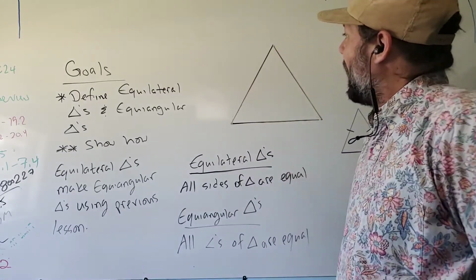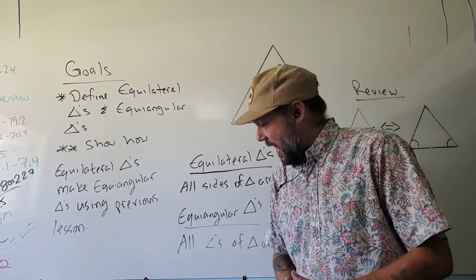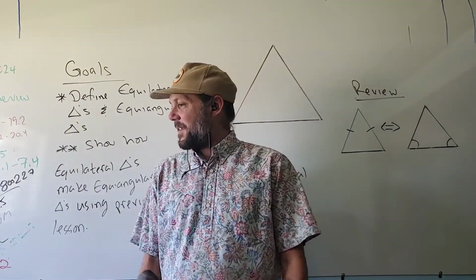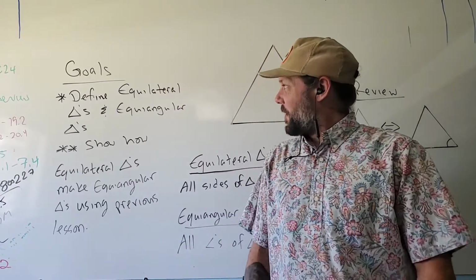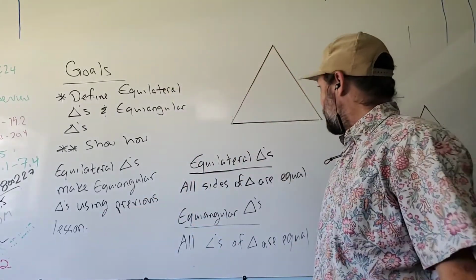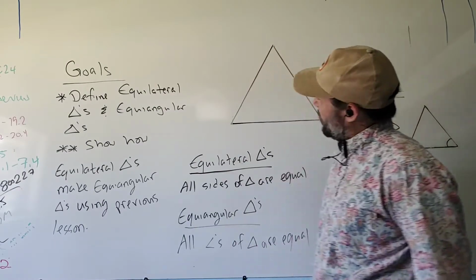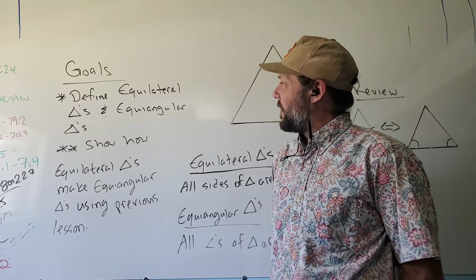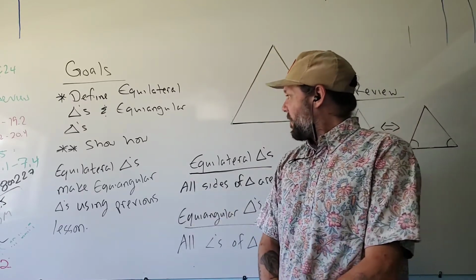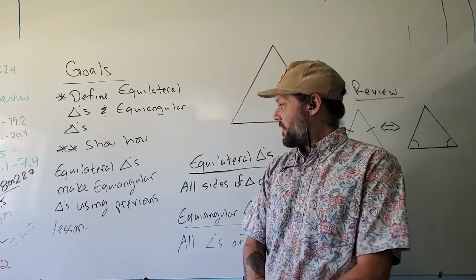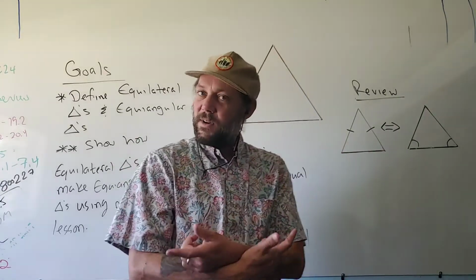But anyways, I wanted to have this in two different videos because I think it just simplifies things. So anyways, I'm going to get through the goals here pretty quick, and we'll see that this is actually a very simple lesson. Our first goal is going to be to define equilateral triangles and equiangular triangles. And then our second goal is show how equilateral triangles make equiangular triangles using the previous lesson. And we're actually going to do the converse as well.